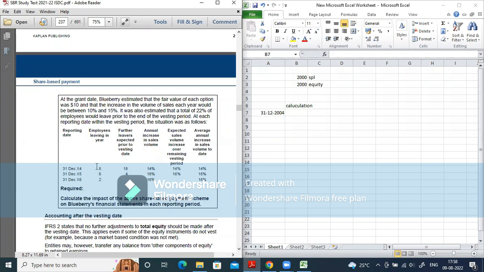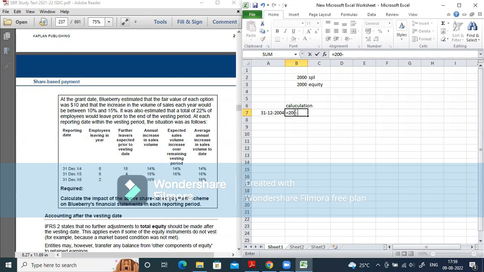Out of 200, at 31st December we are expecting that the employees leaving in the year is 8, and further employees expected to leave is 18. So it means 200 minus 8 minus 18. I hope this is clear, participants. And how many share options will they be getting? Because the expected annual increase in sales for 2004 is 14%, so how many share options will they get?